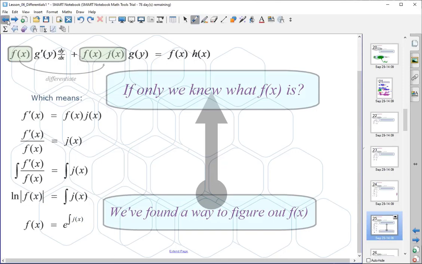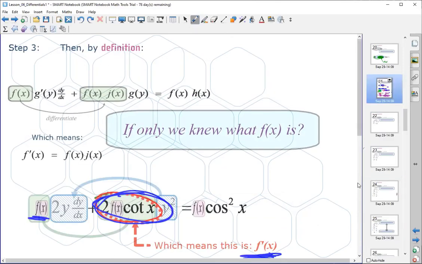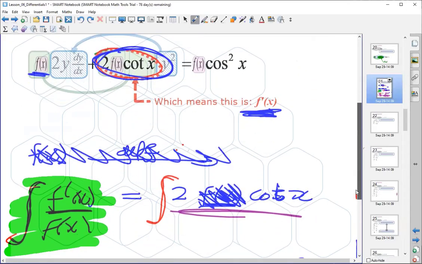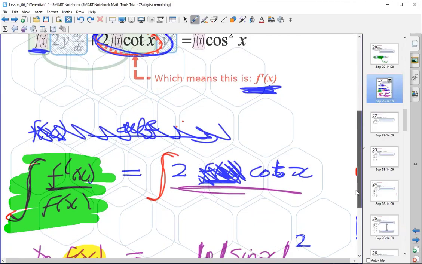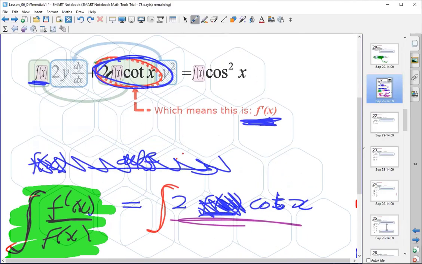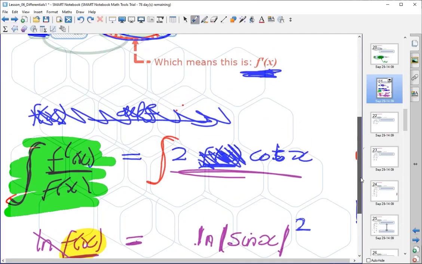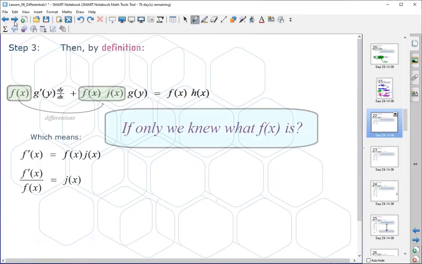What we did, if you look back at what we did here, is we looked at this thing here, and forget the f(x). The rest of it, the 2 cot x, we integrated the 2 cot x. And then after we integrated the 2 cot x, we did e to the power of that, and that's what gave us our answer. So this is what this is telling you.